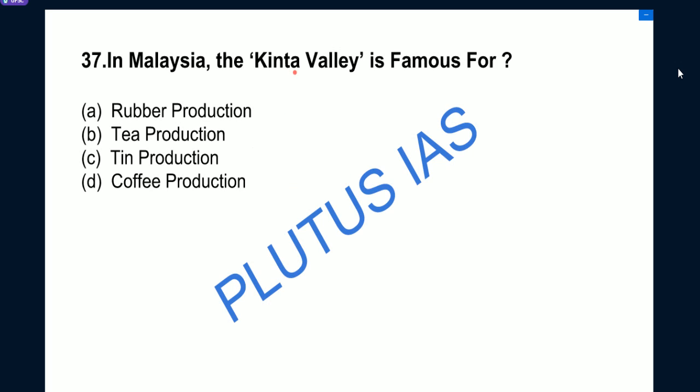In Malaysia, the Kinta Valley. Oh, this is one of the very easiest questions. Kinta Valley is very famous for tin production. It is one of the most productive tin producing districts. Okay, Kinta Valley, question number 37.